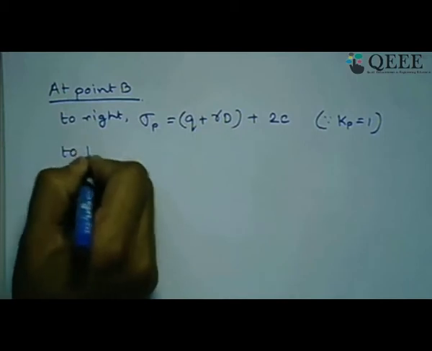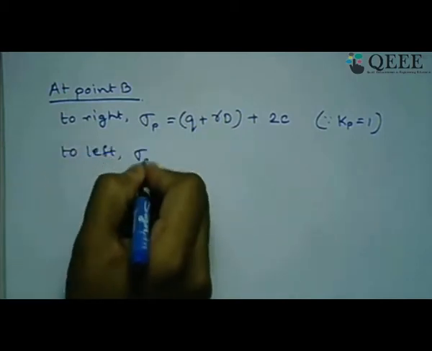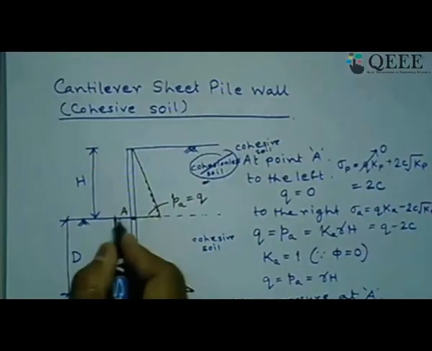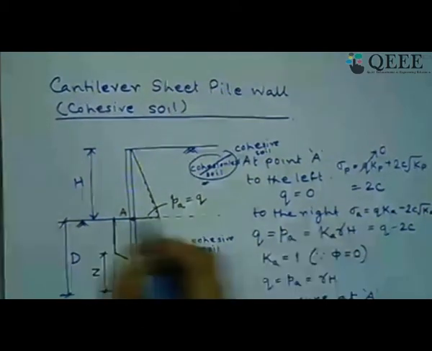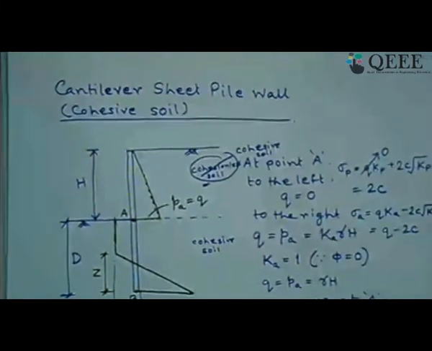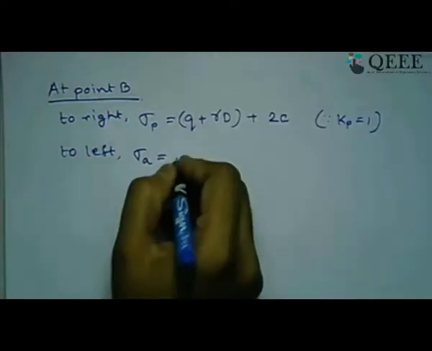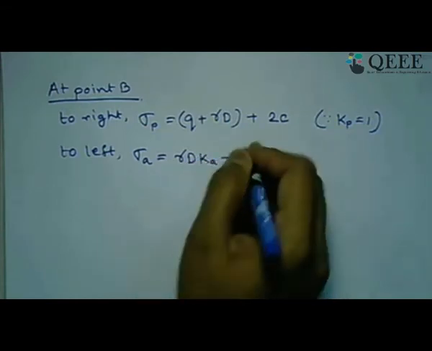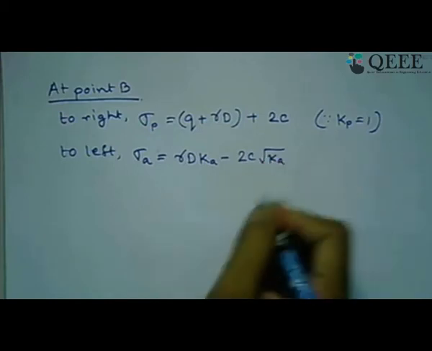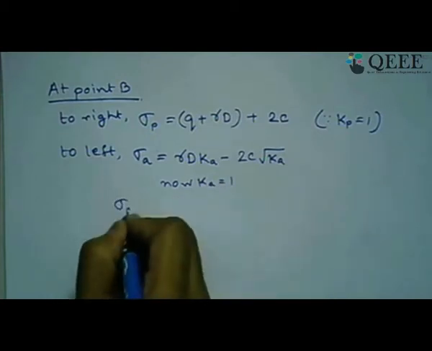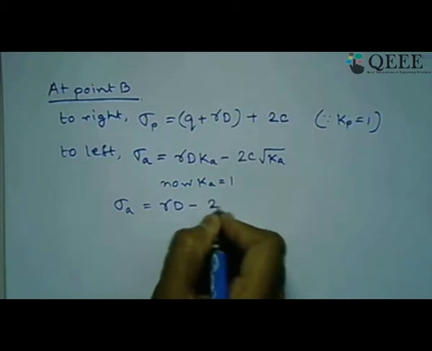And to the left side, what is acting? Active earth pressure is acting, sigma A. So how much is sigma A? Again, on the left side, you remember what is acting over here. At this level there is no Q. So Q was 0, you can see over here. But at point B there is a surcharge of gamma D. So gamma D times Ka will work. So gamma D Ka minus 2C root Ka. Now Ka is also 1, therefore sigma A becomes gamma D minus 2C.